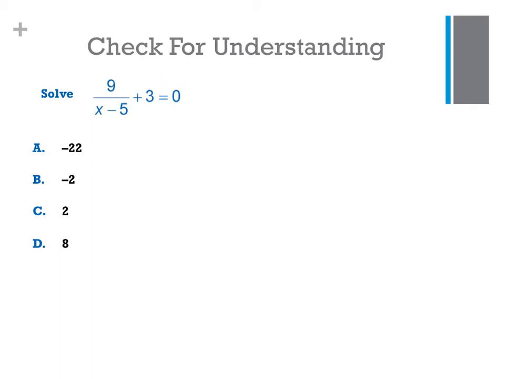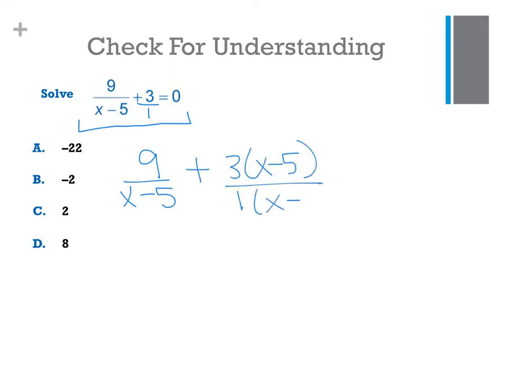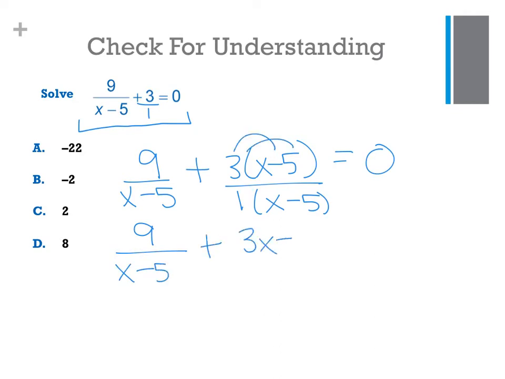Okay, looking at this question here, we have 9 over x minus 5 plus 3 equals 0. So if I'm going to get a common denominator here, because the 3 has a 1 underneath it, I'm going to multiply the second fraction by x minus 5 on top and by x minus 5 on bottom. If I get a common denominator, then I have 9 over x minus 5 plus, I'm going to distribute the 3 here to get 3x minus 15, all over 1 times x minus 5 is just x minus 5, still equal to 0 on the right side.